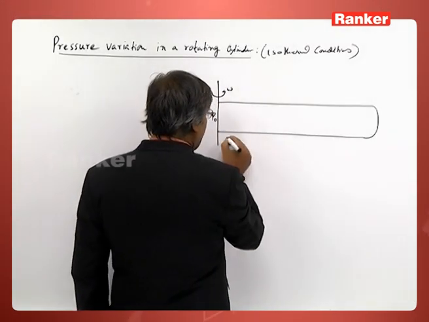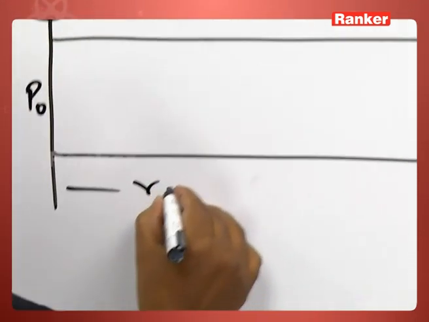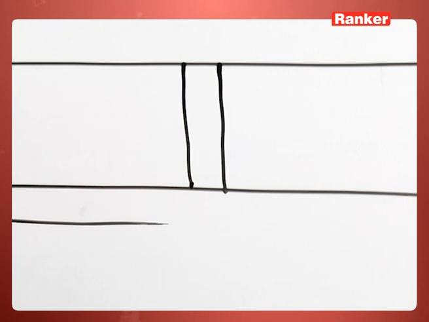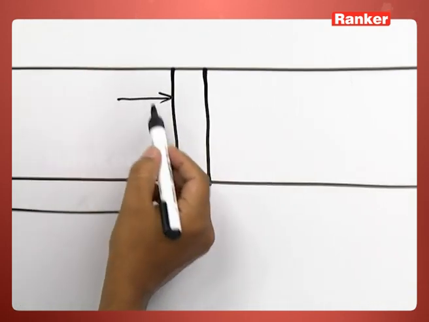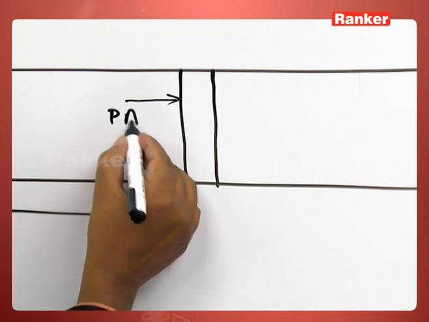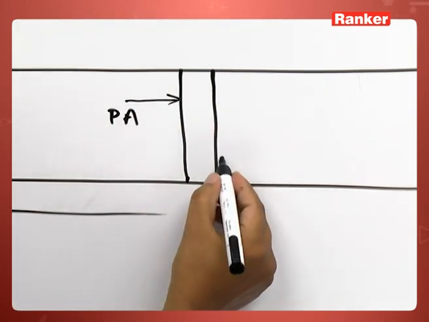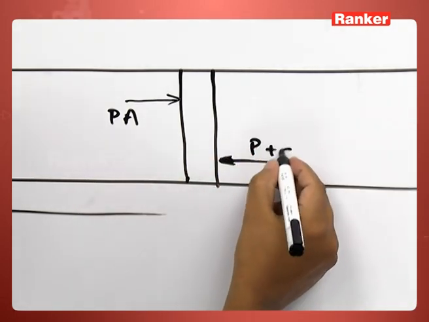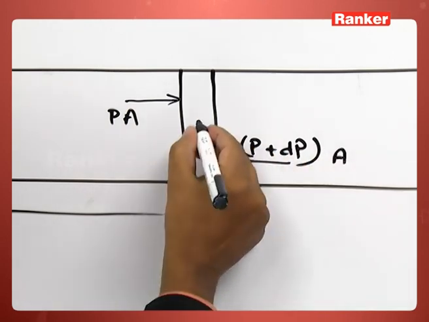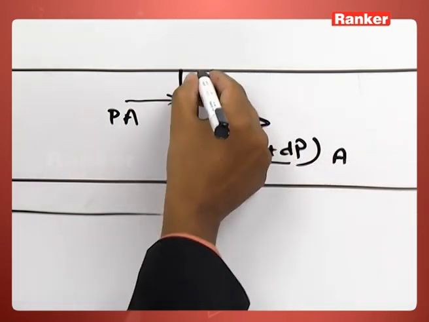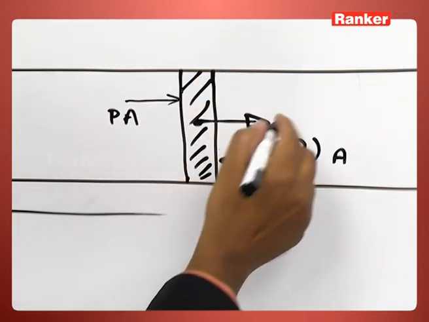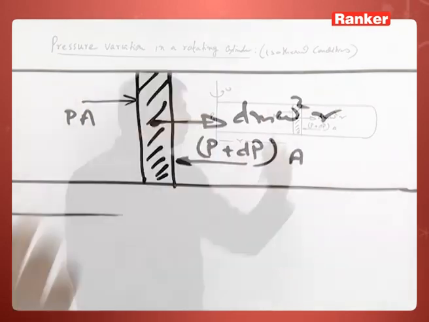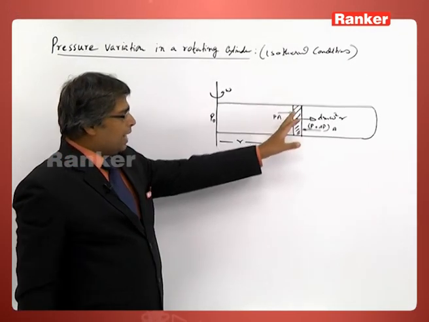So at a distance r from the rotation axis, let us consider an element. Suppose here the pressure is P, so P into the area of cross section is the force. From this side, suppose the pressure varies, so P plus dP is the pressure into area, and the total mass of gas in this element is dm. dm omega square r is the centrifugal force acting on this.